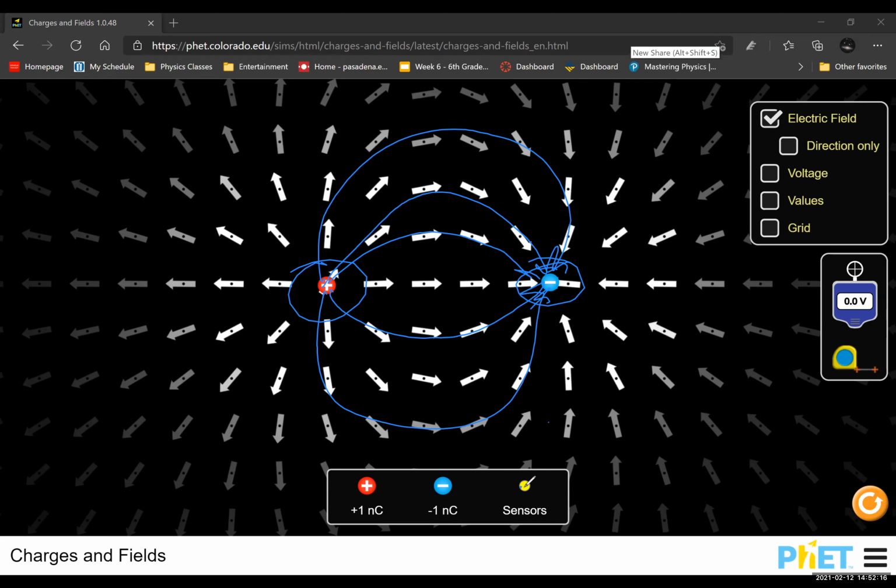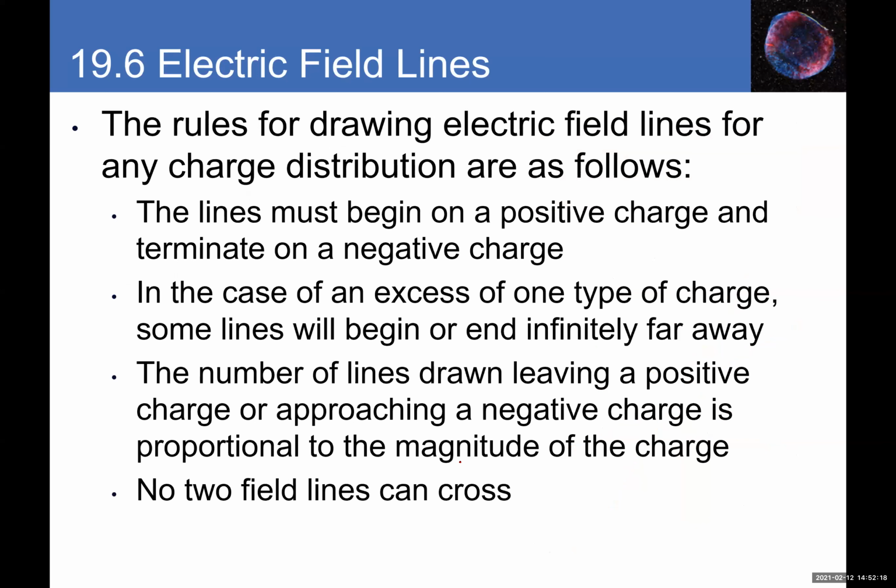All right, so I have it here as well. The rules for drawing electric field lines for any charge distribution are as follows. The lines must begin at the positive charge and terminate on the negative. In the case of an excess of one type of charge, some lines will begin or end infinitely far away. The number of lines drawn leaving a positive charge or approaching a negative charge is proportional to the magnitude of the charge. No two field lines can cross.